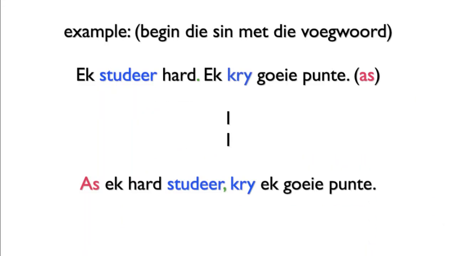So in this example, we're given the sentences ek studeer hard and ek kry goeie punte. We're given the joining word as, and we're told to put as at the beginning of the sentence. Once we've put as at the beginning of the sentence, we identify the verb in both of the sentences. Studeer is the verb of the first sentence, so we move that to the end of the first sentence. We replace the full stop with a comma, and move the verb of the second sentence, kry, to the beginning of the second sentence. The comma is in between the two verbs. So the final sentence reads, As ek hard studeer, kry ek goeie punte.